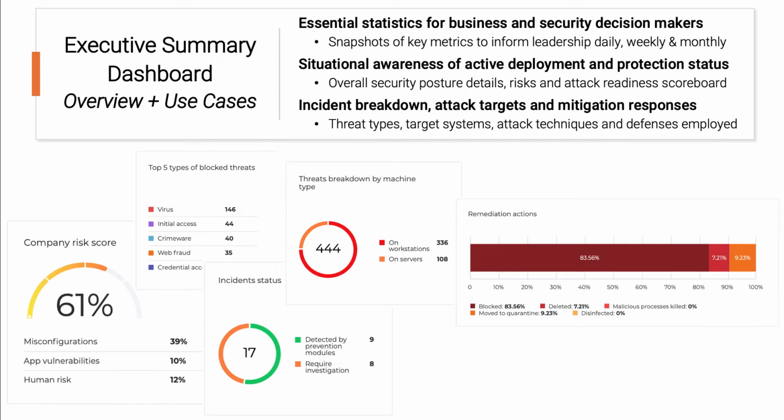This includes cataloging the types of threats facing the organization, ranking the target systems that are under attack and the primary attack techniques being launched against them, plus summarizing the various defenses employed in blocking, prevention, and incident response. Now let's take a tour of what's new on the Executive Summary Dashboard.